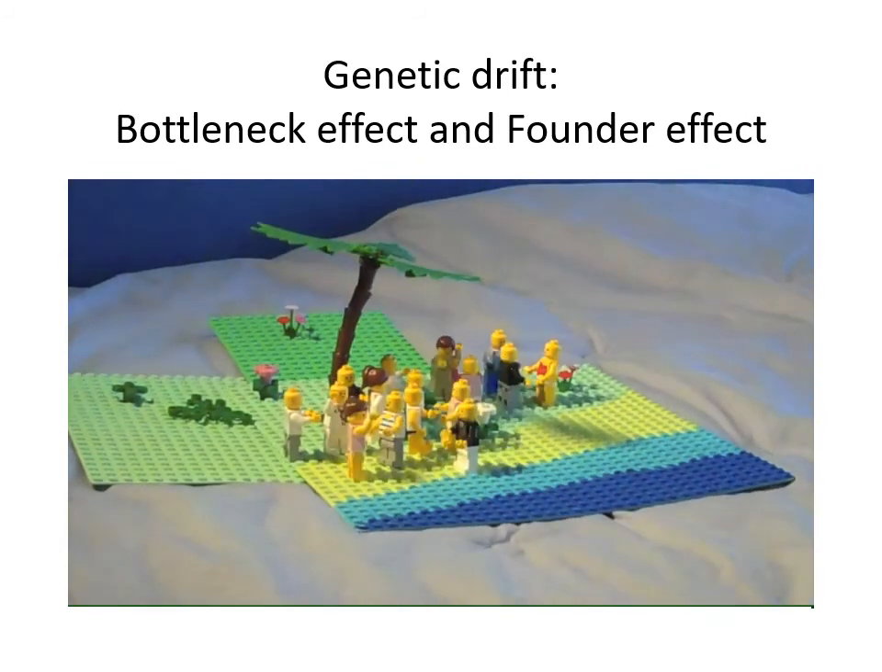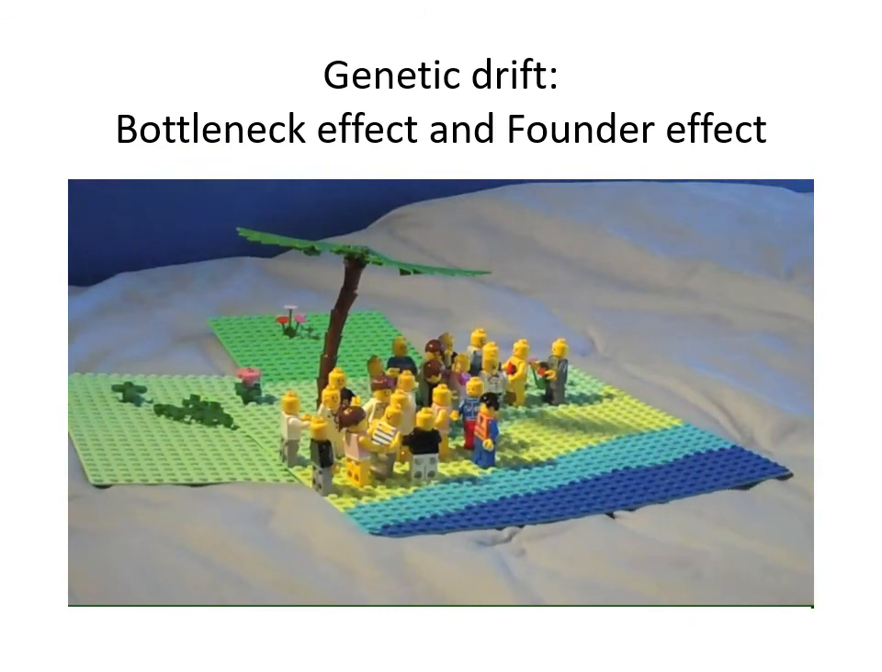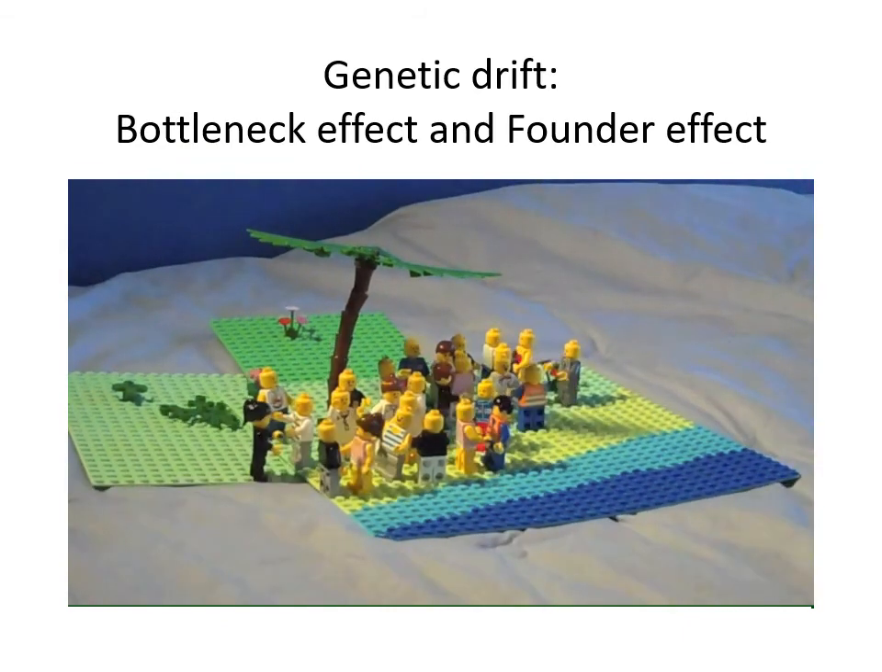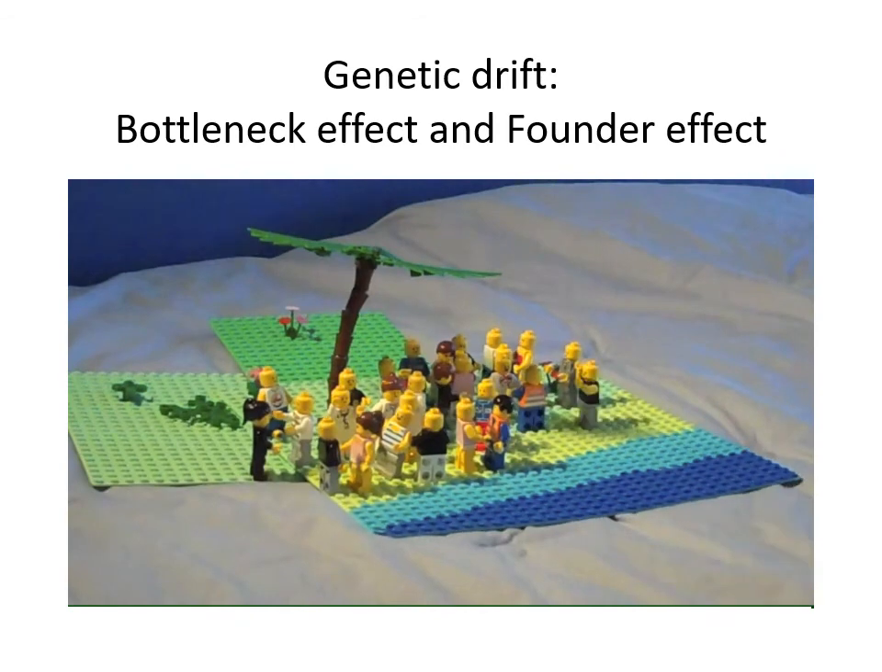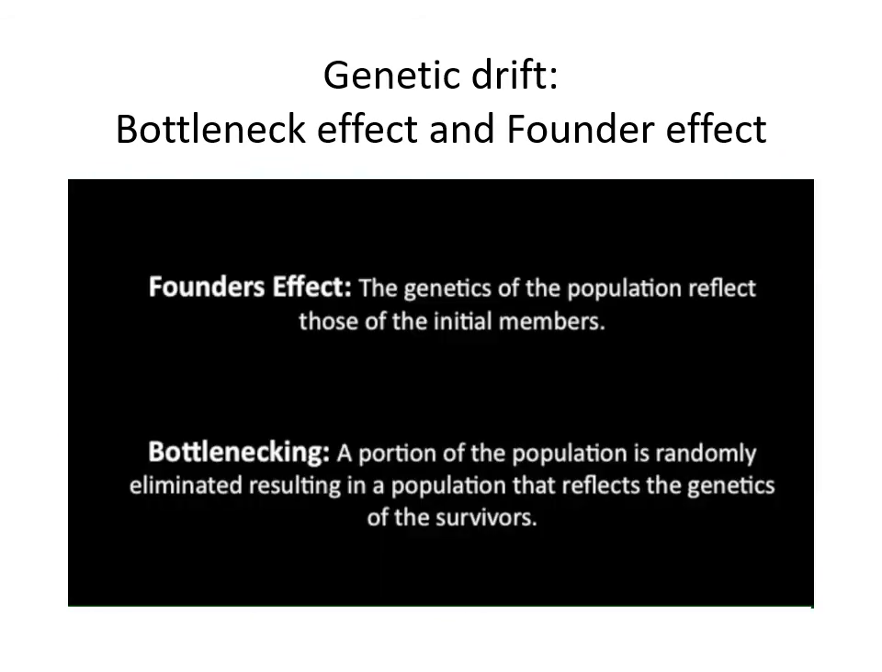There was already a high percentage of the condition on the island before the disaster. When nearly all the population is wiped out, the survivors' genetics are passed on to their descendants, who represent an even higher percentage of the bald people than before the disaster.